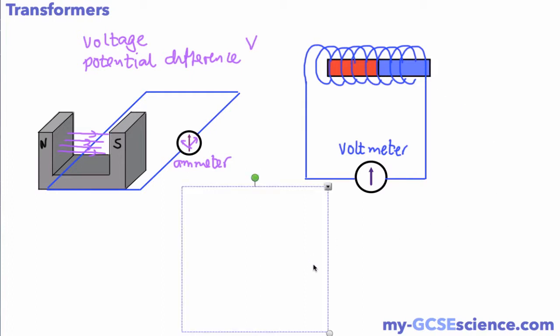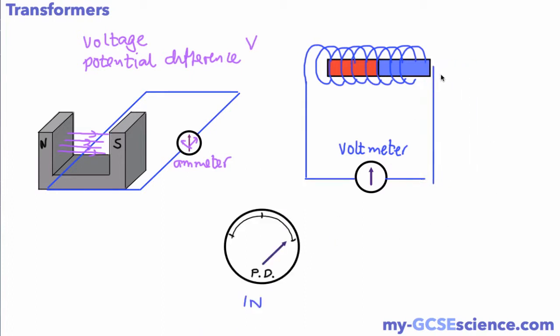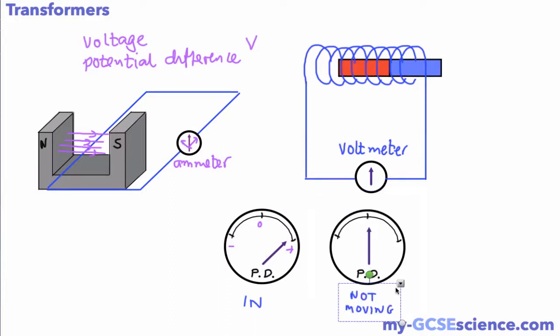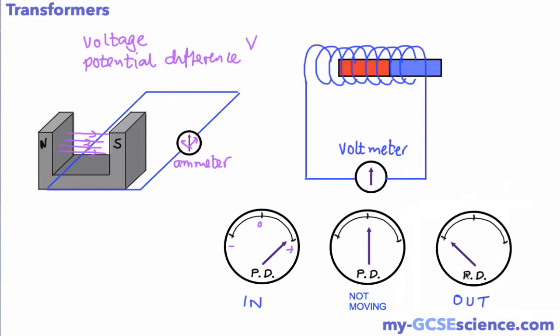So if we have, for example, the permanent magnet moving in, the reading will go to one side on the scale. So here we have a 0, and we have a positive reading on this side and a negative reading on that side. So with the magnet moving in, we have potential difference in one direction. If the magnet is not moving, we have no potential difference, and you guessed it, if the magnet is moving out, the potential difference is recorded in the opposite direction.